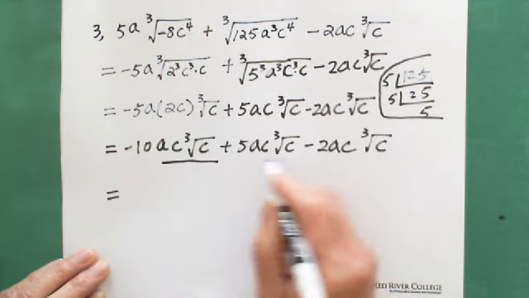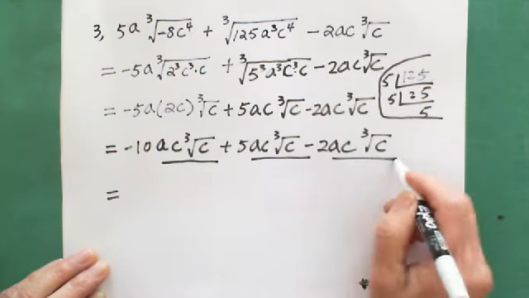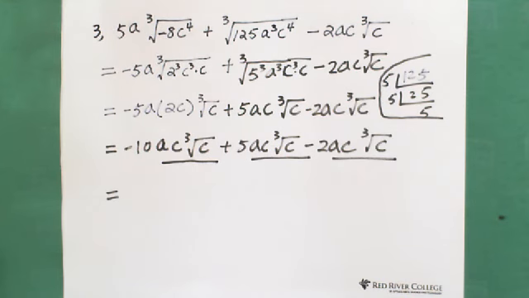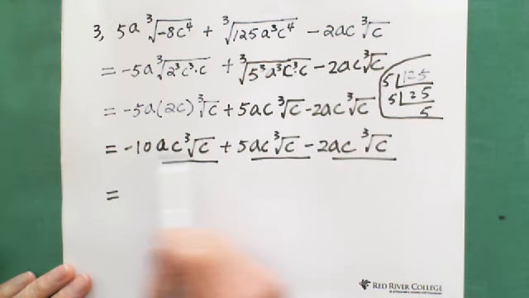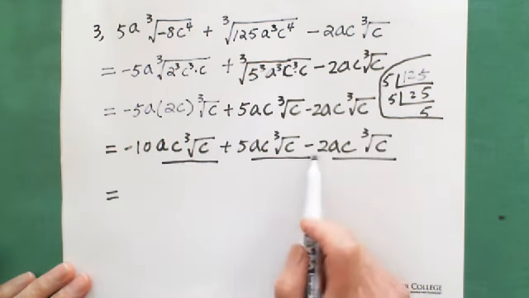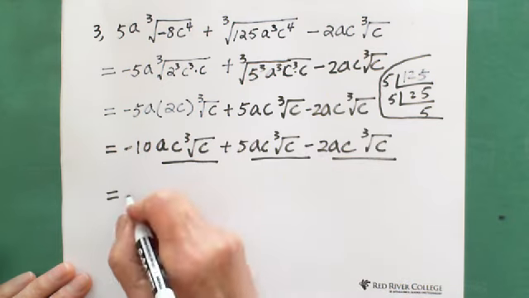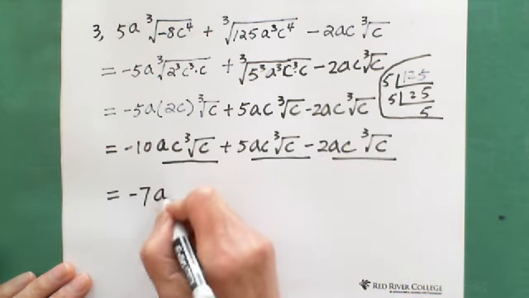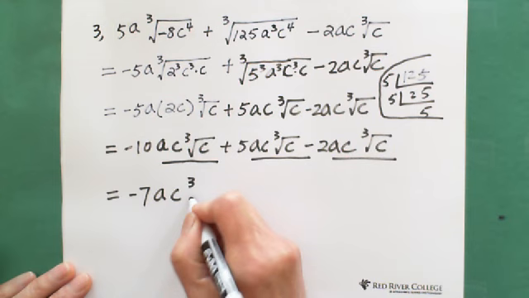The terms ac cube root c, ac cube root c, ac cube root c are similar radicals. We combine the coefficients. Negative 10 plus 5 equals negative 5. Negative 5 minus 2 gets negative 7. So the answer is negative 7ac cube root c.